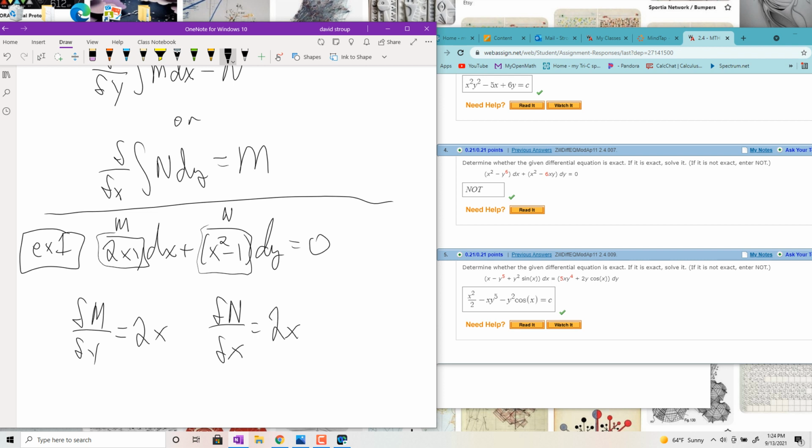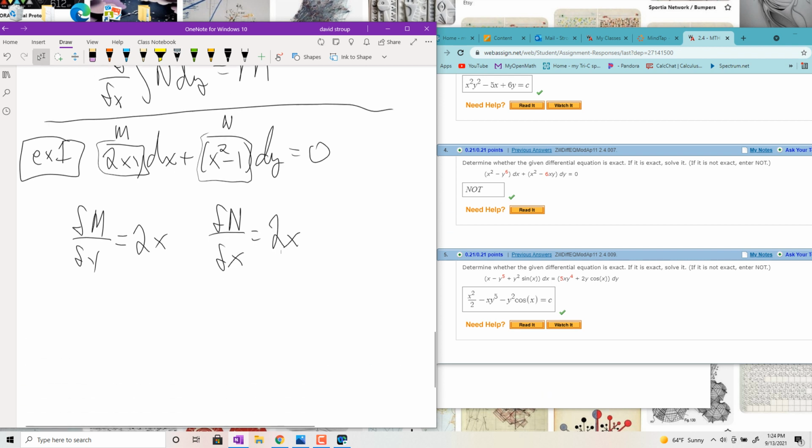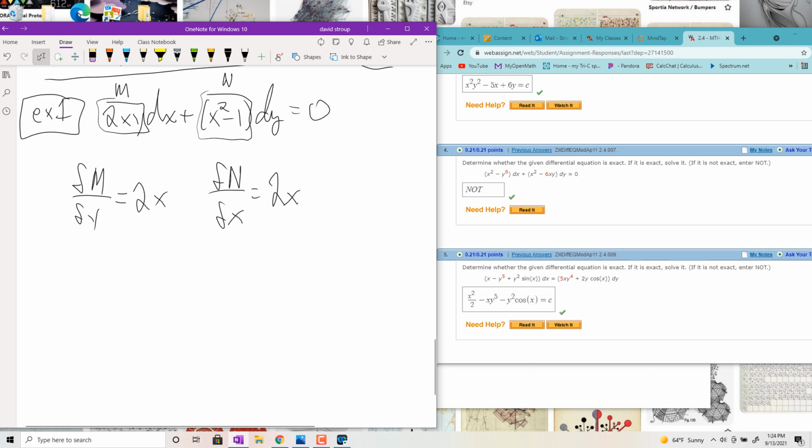And of course, that's 2x as well, so we're good there. Okay? So once that's checked off, then you just take the partial with respect to y of the integral of M, which is 2xy, and put a dx in there. So this integral will recover you back to f of xy, but it's not going to be complete, right?